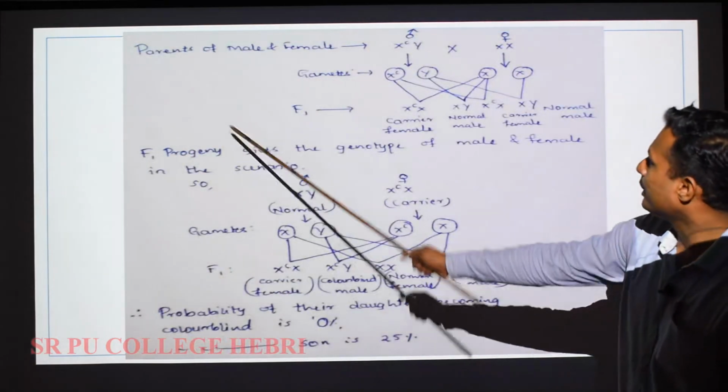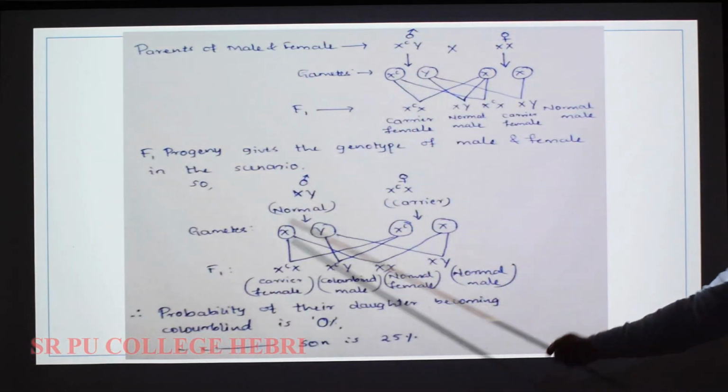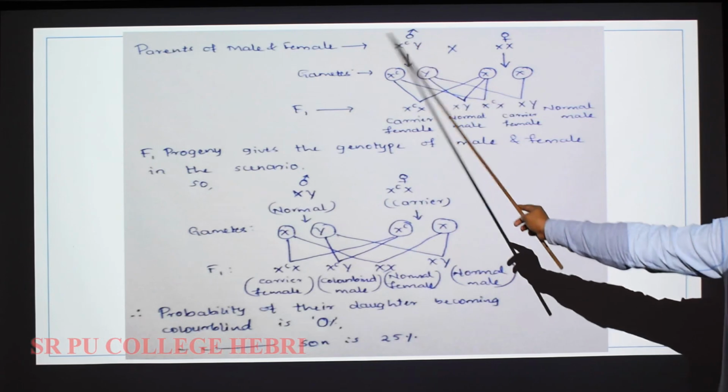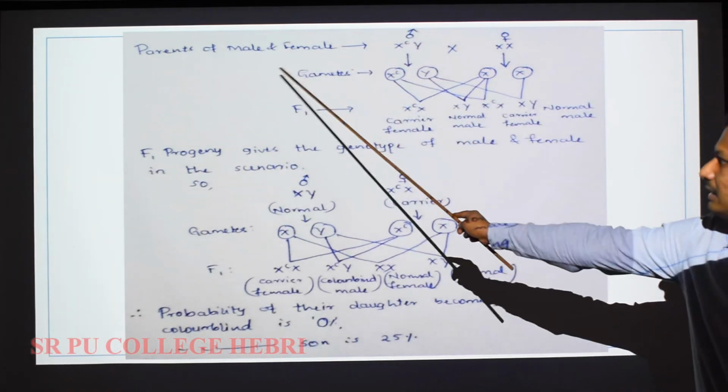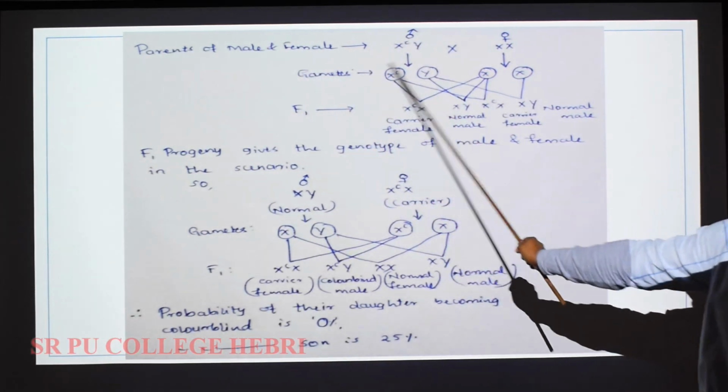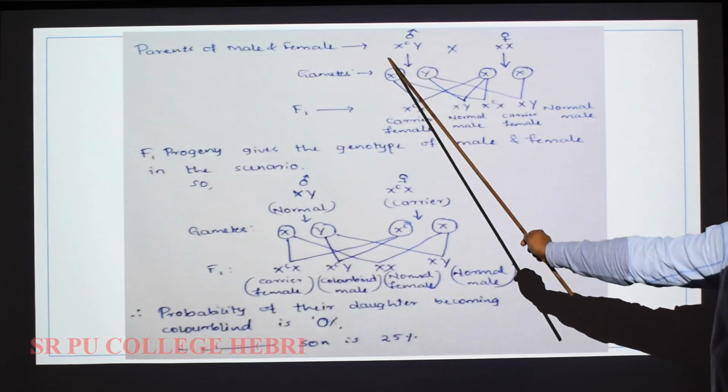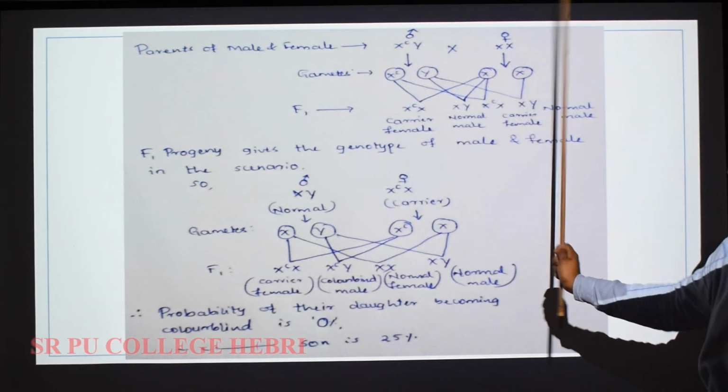0% answer. Look at the parents, male and female, involved in the scenario. I hope this is visible for you. Here the father is colorblind and the mother is normal.